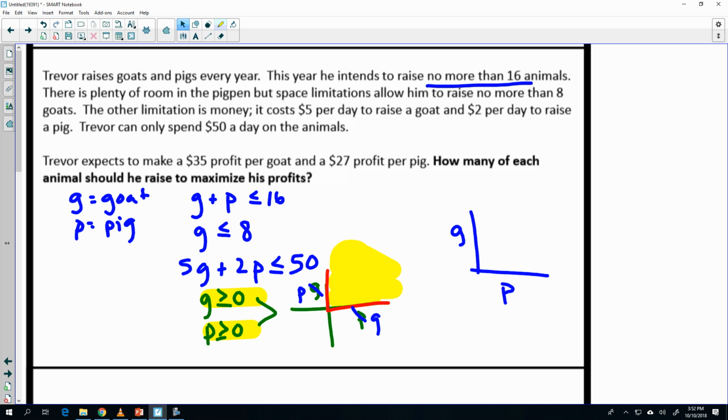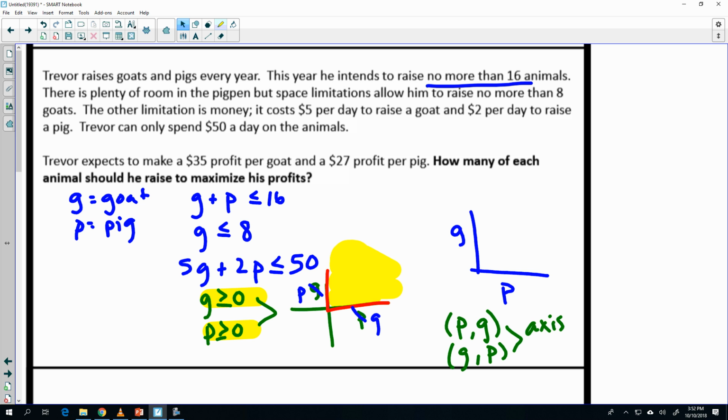You will have the same ordered pairs, but they will be reversed. My ordered pairs are going to be pigs first for my vertices and goats. Yours might be goats and pigs. So be aware of the axis orientation so you know which one comes first in the ordered pair.